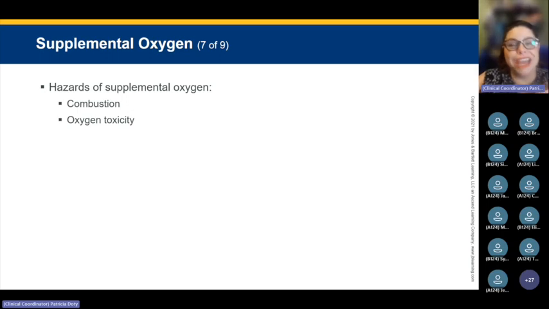So let's talk about some hazards. Obviously, combustion and oxygen toxicity. So there are going to be patients that you're going to see that are still smoking cigarettes. They're still connected to oxygen. That's no bueno. That's actually very, very bad. And yeah, they can catch on fire. That's not a joke. I've been to a couple of calls like that. It's quite sad. And then oxygen toxicity is another thing. So check out Skill Drill 11-7 in your book to talk about how to administer oxygen to a patient.